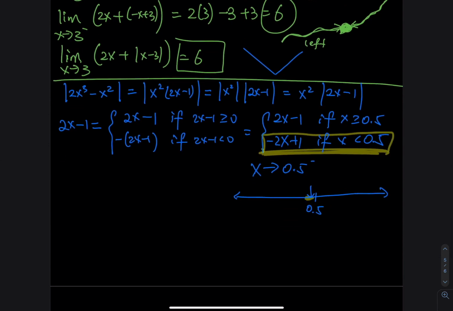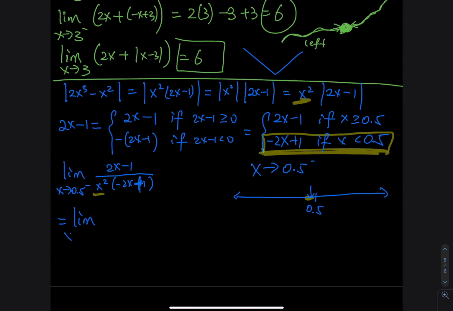You have the limit as x approaches 0.5 from the left of 2x minus 1 divided by x squared times negative 2x plus 1. Don't forget the x squared here. Is there a problem when plugging in 0.5? I think there is a problem, right? Because 2 times 0.5 is 1, negative 1 plus 1 is 0. You have a plus right here, plus 1. So you do need to factor out the negative.